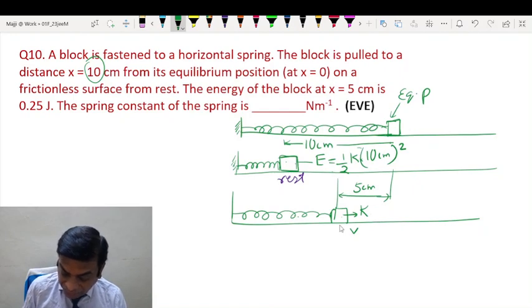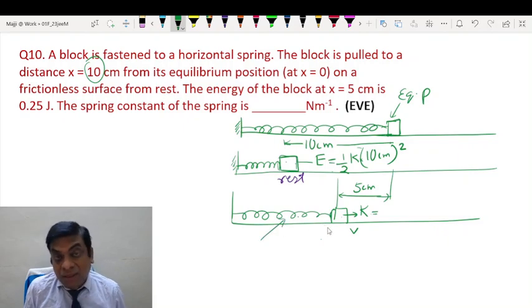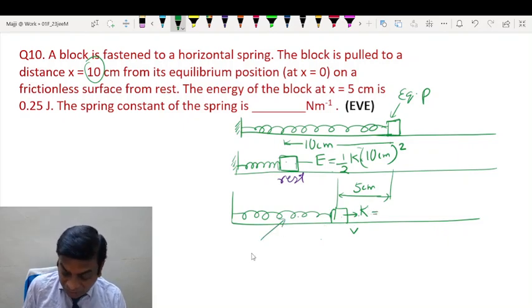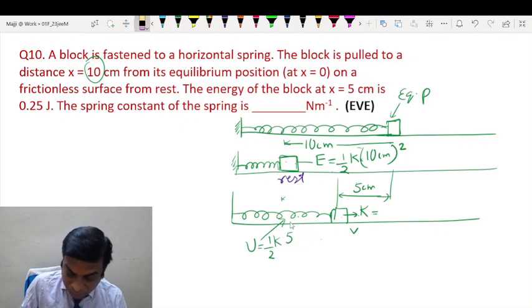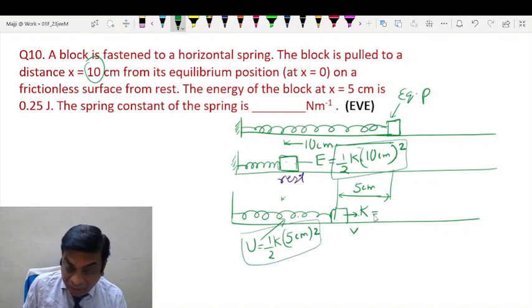Then the energy of the block will be total energy minus energy of the spring. What is the energy of the spring? You can see that the energy of the spring is half K into 5 centimeters square. Out of total energy, if you deduct the energy of the spring, you will get the energy of the block. So energy of the block is total energy minus energy of the spring, which is actually given as 0.25 joules.